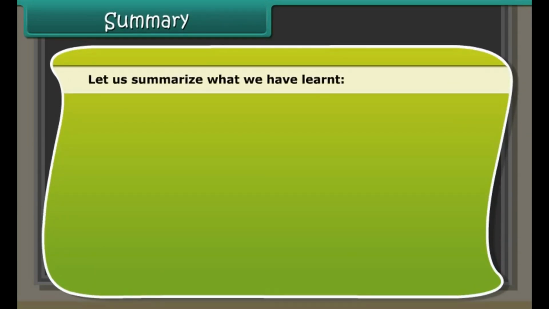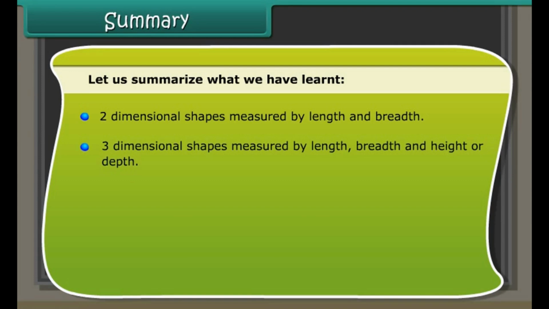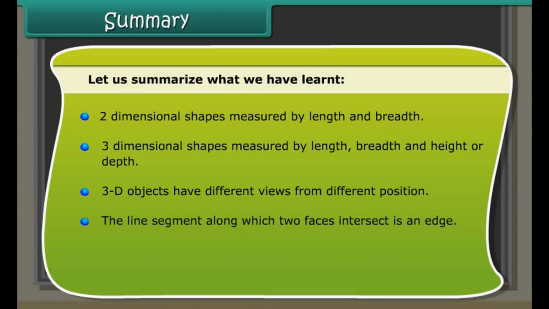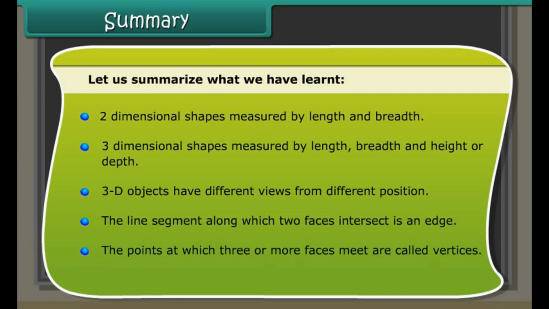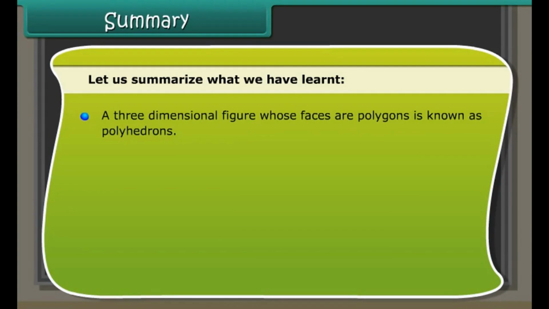Summary. Let us summarize what we have learned. 2-dimensional shapes are measured by length and breadth. 3-dimensional shapes are measured by length, breadth and height or depth. 3D objects have different views from different positions. The line segment along which 2 faces intersect is an edge. The points at which 3 or more faces meet are called vertices. A 3-dimensional figure whose faces are polygons is known as polyhedron. Both prisms and pyramids are named after their bases.